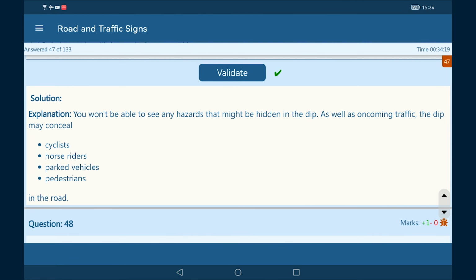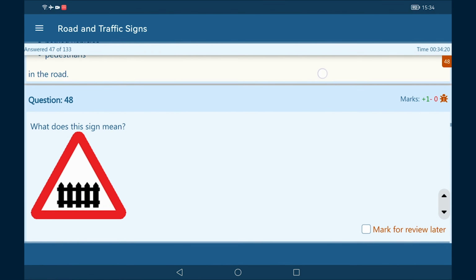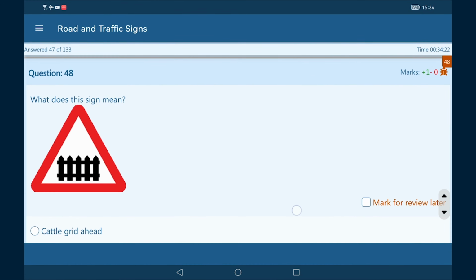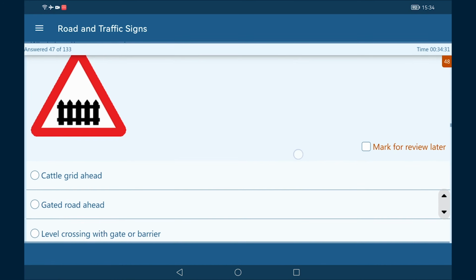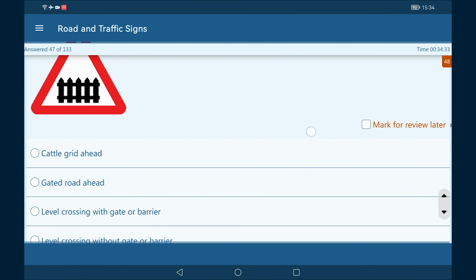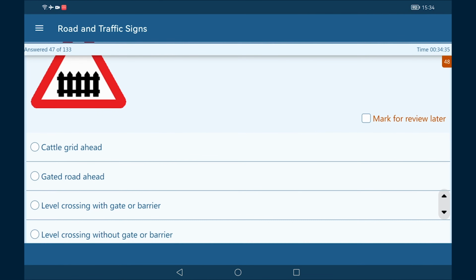Question 48. What does this sign mean? Option 1, cattle grid ahead. Option 2, gated road ahead. Option 3, level crossing with gate or barrier. Option 4, level crossing without gate or barrier. The correct answer is Option 3, that is, level crossing with gate or barrier.